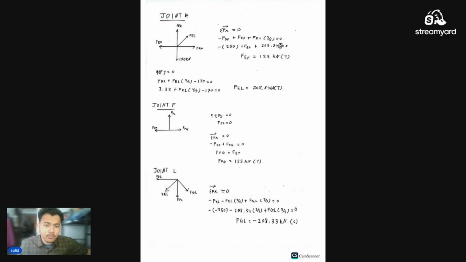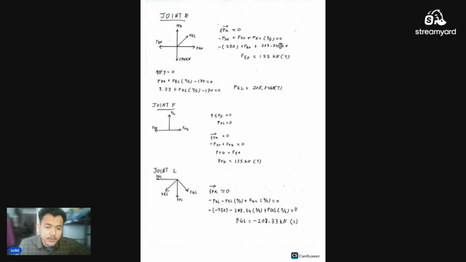On joint F, for Fy, it is just FFL, and FFL is equal to 0. There's no force. So with ΣFx equal to 0, I can get FFG equal to FEF. Looking at joint E, FFG is 125 kilonewton, which is positive, so the answer will be in tension.